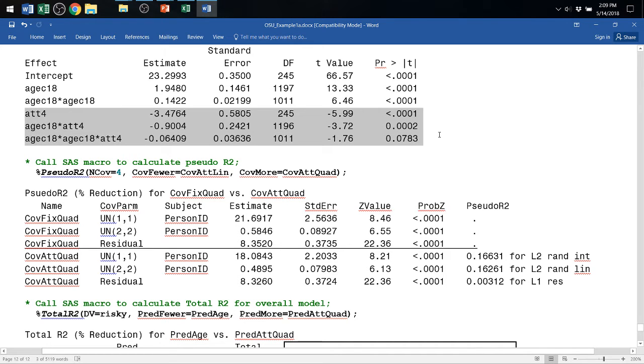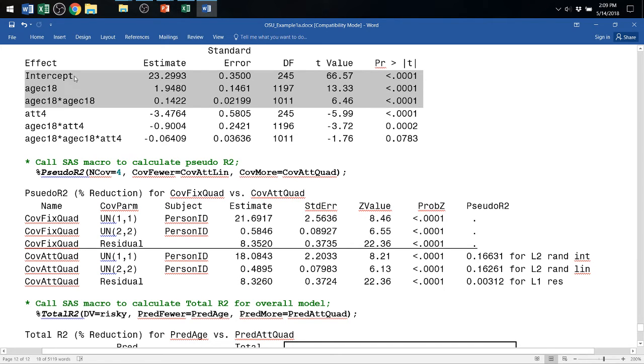So here's my 3 new fixed effects. So in interpreting this model, the first 3 terms that were there before, the fixed intercept, fixed linear, and fixed quadratic, those are now all conditional. Because of the 3 effects of attitudes, they are all specifically for a child with a mother attitude score of 4.